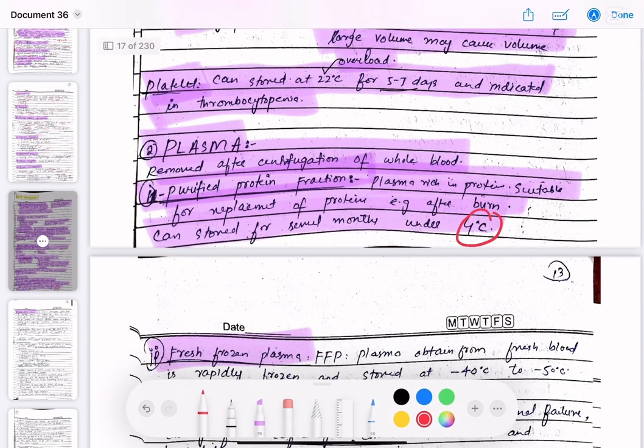If there is a deficiency of plasma protein, the blood is centrifuged and the plasma protein is removed, and this plasma protein is replaced. It can be stored at a temperature of 4 degrees C.